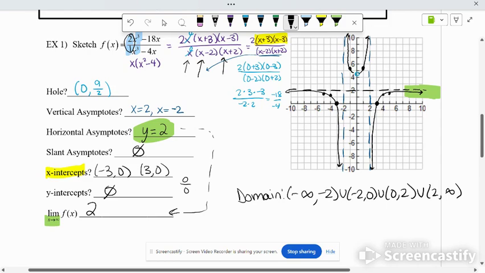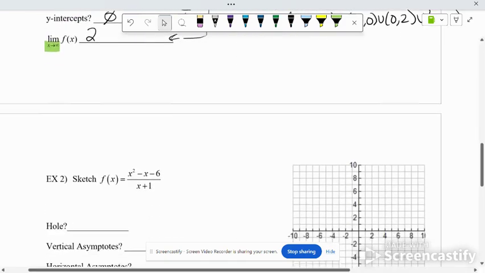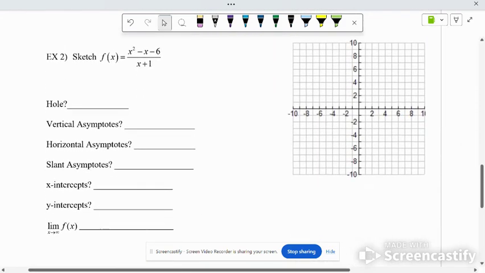Okay, so we're going to go ahead and we are going to try another one now. Let's go ahead and take a look at number 2. So for this one, we are going to go ahead and factor and simplify things. So the numerator here is going to factor. This one has no factors that cancel out, so there's no holes. The vertical asymptote comes from the denominator. It is x equals -1.